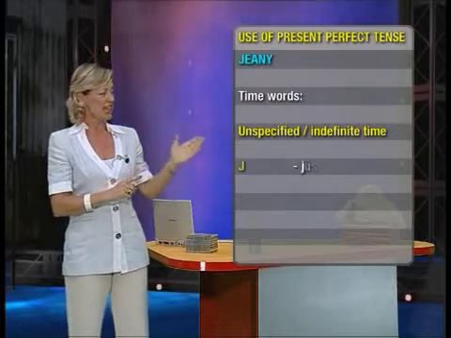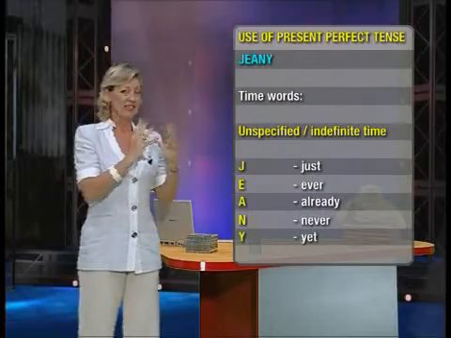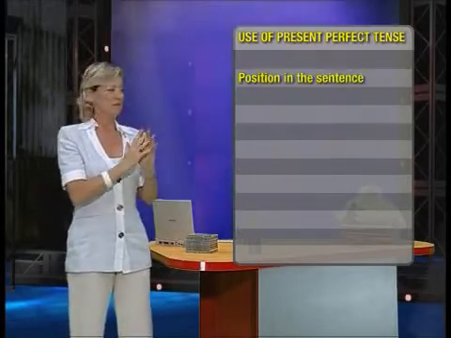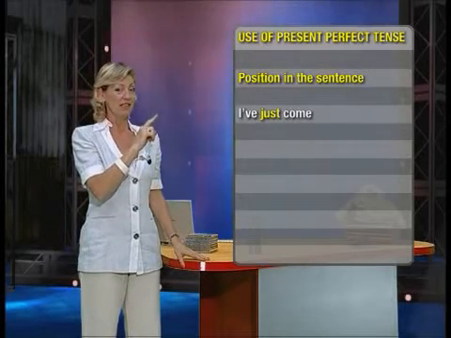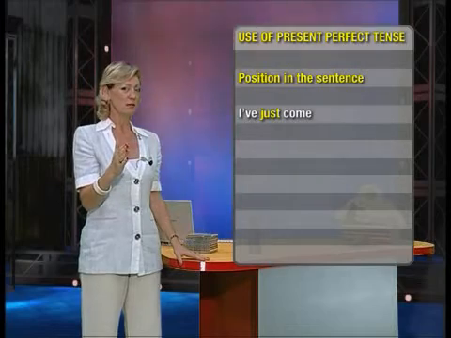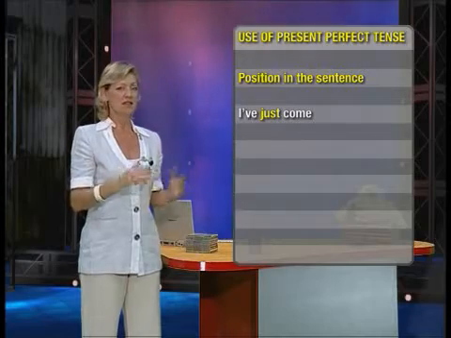So yet. I want to look at these on the screen with you now and see where we put them in the sentence, because that's important. Just, ever, already, never, yet. There they are. You see them written. So, they are indefinite time words. Look at them in the sentence. I've just come. Do you notice where it is? It's before the past participle. After the auxiliary, before the past participle. I've just come.